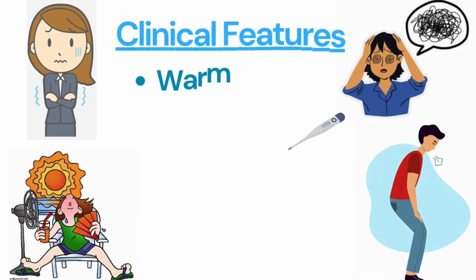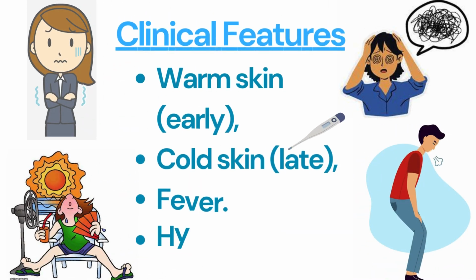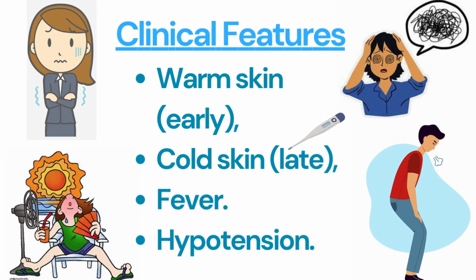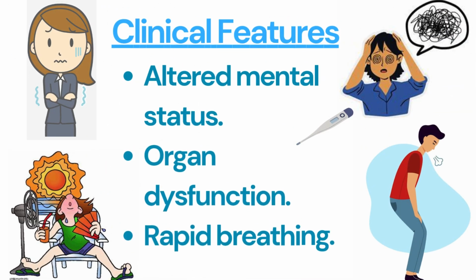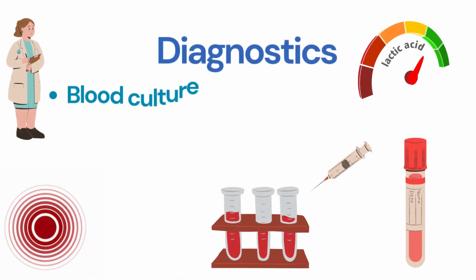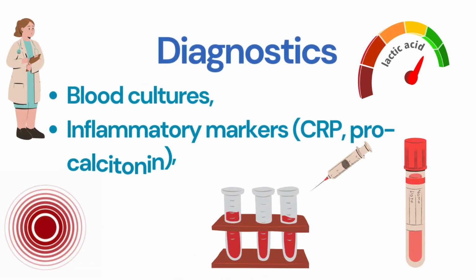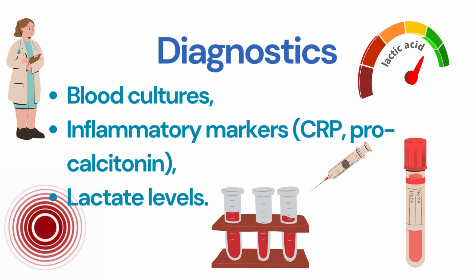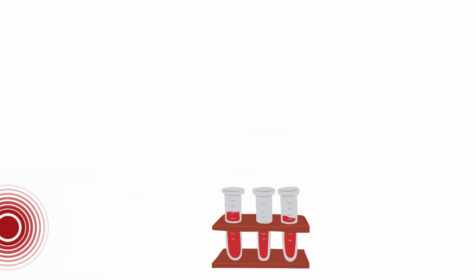Clinical features. Warm skin in early stages and cold skin in late stages. Fever. Hypotension. Altered mental status. Organ dysfunction. Rapid breathing. Diagnostics. Blood cultures, inflammatory markers such as CRP and procalcitonin, and lactate levels.